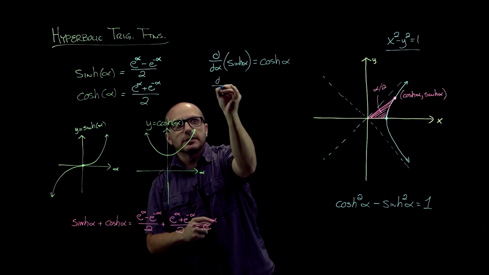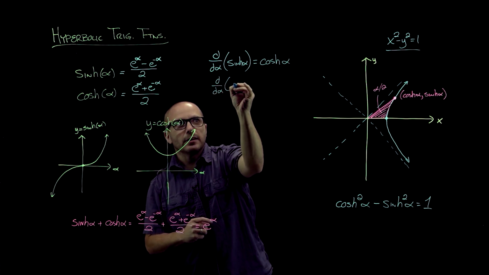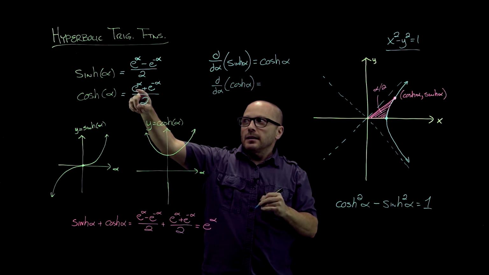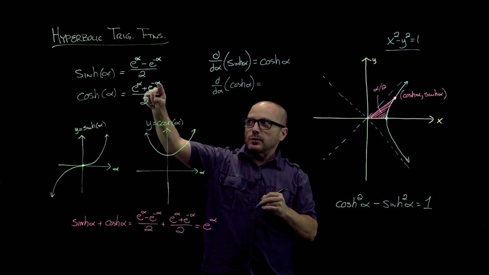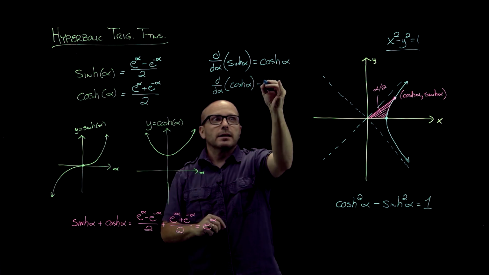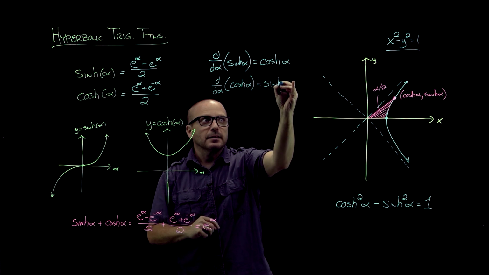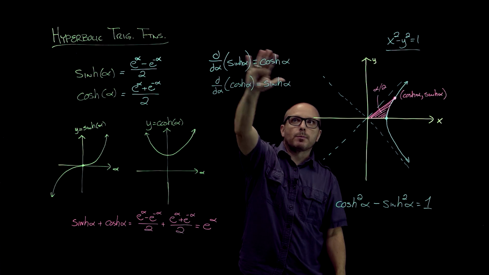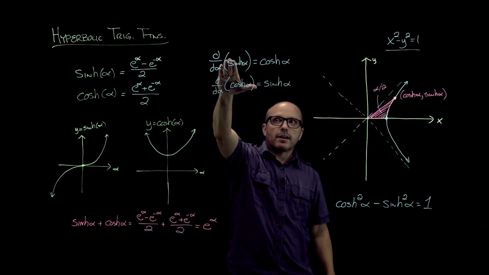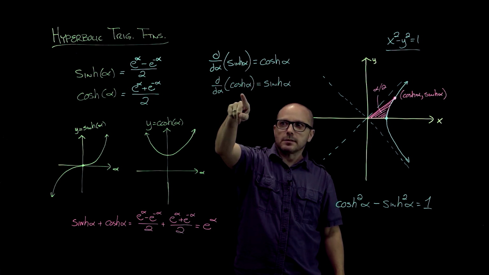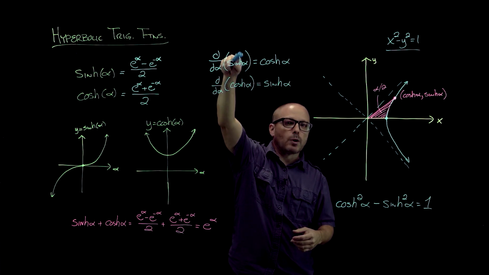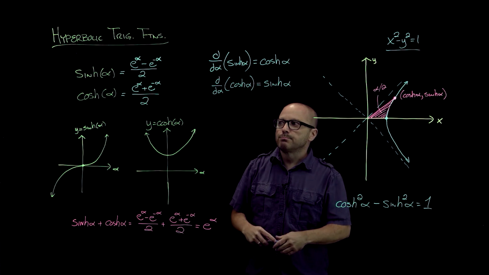And likewise, if we take the derivative with respect to alpha of hyperbolic cosine, that stays the same, but when we take the derivative of e to the negative alpha, we pick up a negative again, and we're back to hyperbolic sine. Much like the regular trig functions, except we never pick up a negative, right? The derivative of hyperbolic sine is hyperbolic cosine. Derivative of hyperbolic cosine is hyperbolic sine. No negative, so they just keep going back and forth as you differentiate.